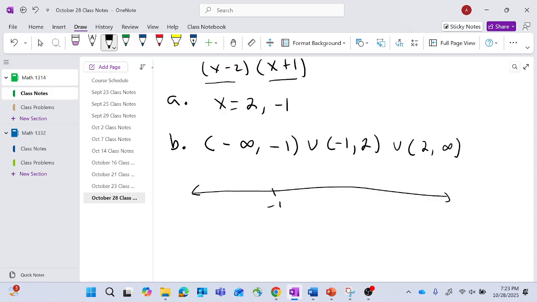Essentially, if you want to think about it this way, on a number line, we have negative 1 and 2. My domain is everything but those two numbers. Are we okay with that? The domain is everything but those two numbers. That's what makes it undefined.